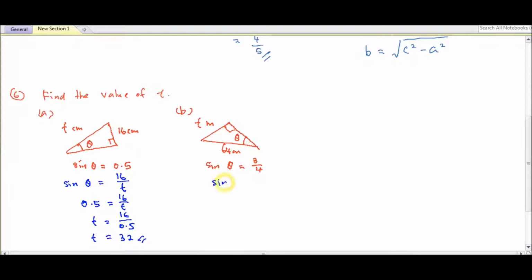Same thing here, sine theta, SOH again. T over 64, given by the question, sine theta is 3 over 4. So t will be equal to 3 over 4 multiplied by 64. You can simplify it and you will get 48.